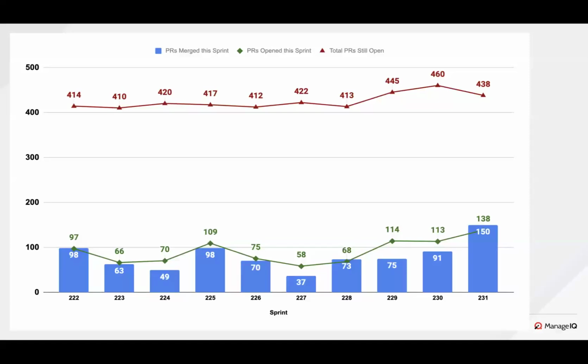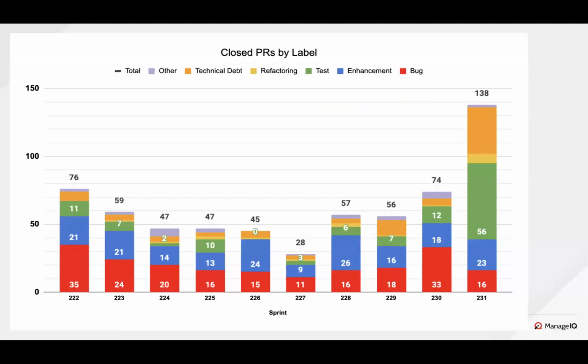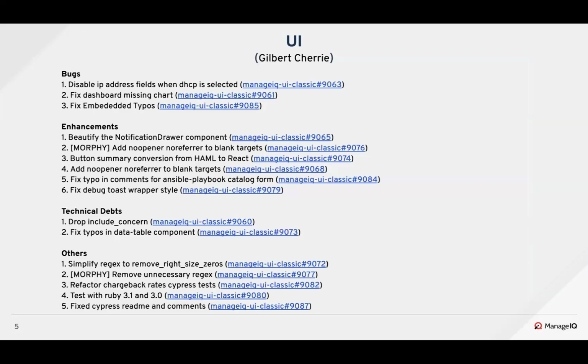This sprint, we had a lot of PRs merged, 150 PRs merged. A huge chunk of them were upgrading to Ruby 3.1, so it was a blast out of PRs to all of the repositories. And there was a number of technical debt PRs that were made. Joe will probably cover most of those on his slides. And over to Gilbert for the UI.